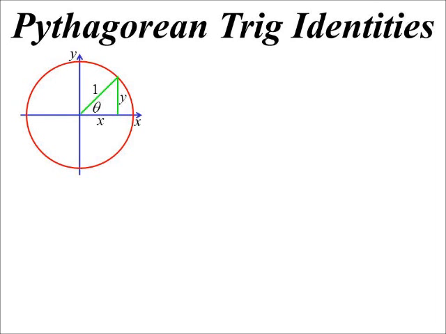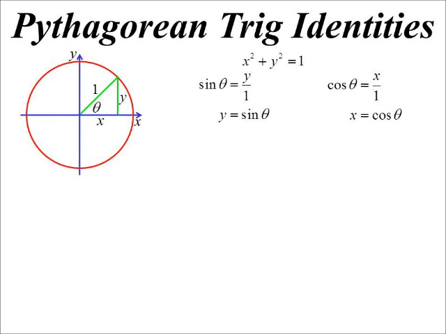So let's look at this idea of the Pythagorean trig identities, because basically it comes from our unit circle. The equation being x squared plus y squared is 1. Any point on there can have coordinates of an x value of cos theta and a y value of sine theta. It's what's known as the parametric coordinates of a circle.